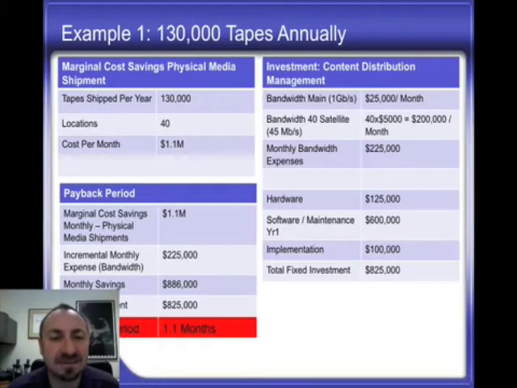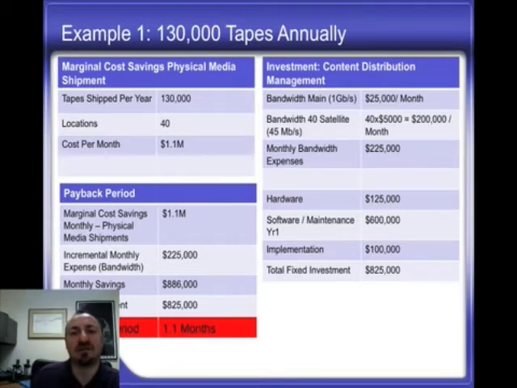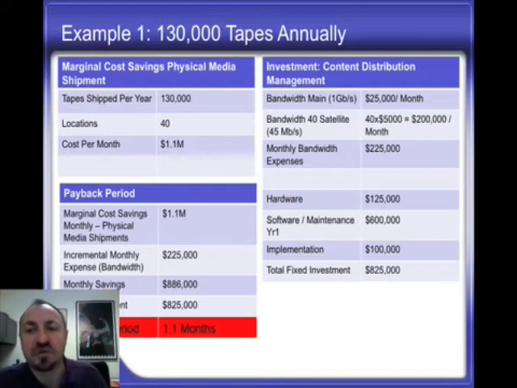So if you were to replace this system with a content distribution management system, you'd have to invest. First of all, what's it going to cost you each month? The main site, the main hub of the facility that you're going to move the tapes from, would need a pretty hefty bandwidth connection. We've got it tagged here at 1 gigabit per second, and in today's market that's about $25,000 per month. And then the satellite locations, you're talking about a DS3, which runs about $5,000 a month. You probably can do a little better than that, but I want to be conservative. So your monthly bandwidth expense is $225,000.